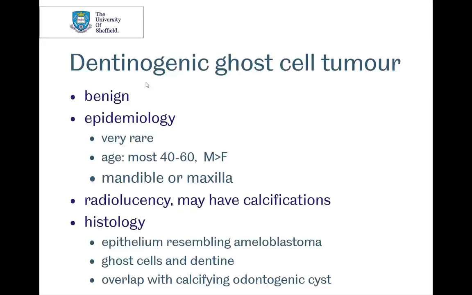The odontogenic ghost cell tumour again is another benign tumour. It's pretty rare, we don't see very many of them. And they tend to occur in patients that are a bit older, 40 to 60, more males, and can occur in both the mandible or the maxilla.